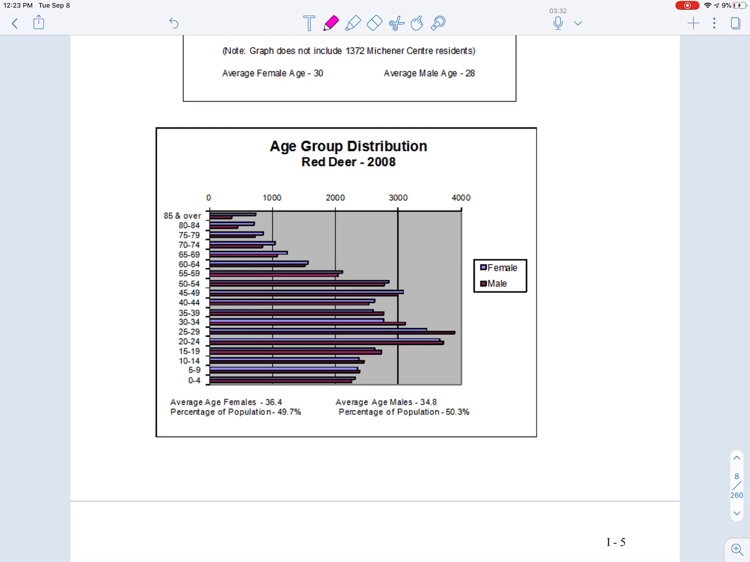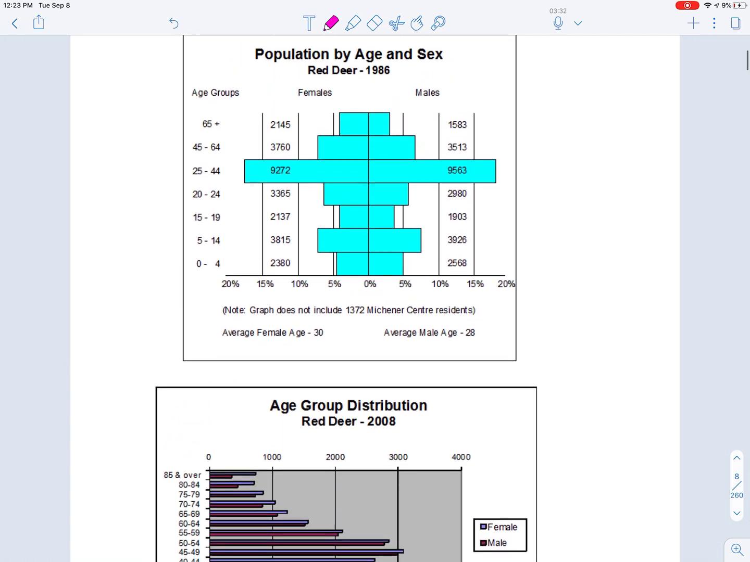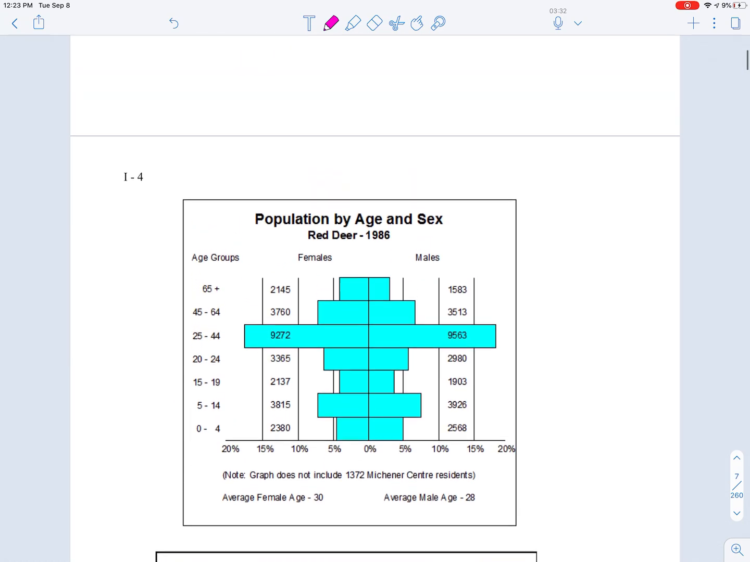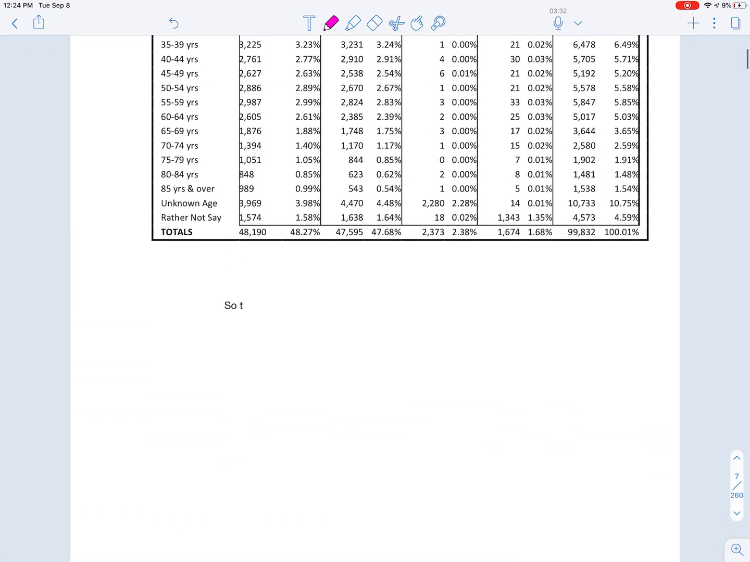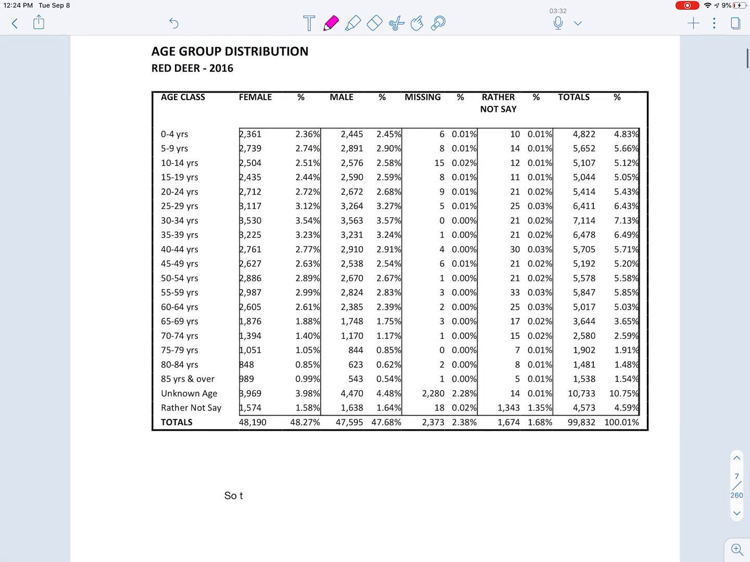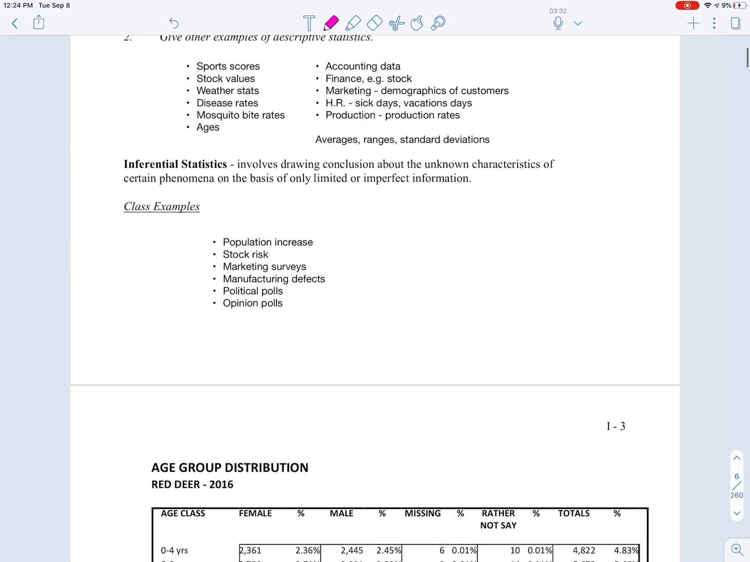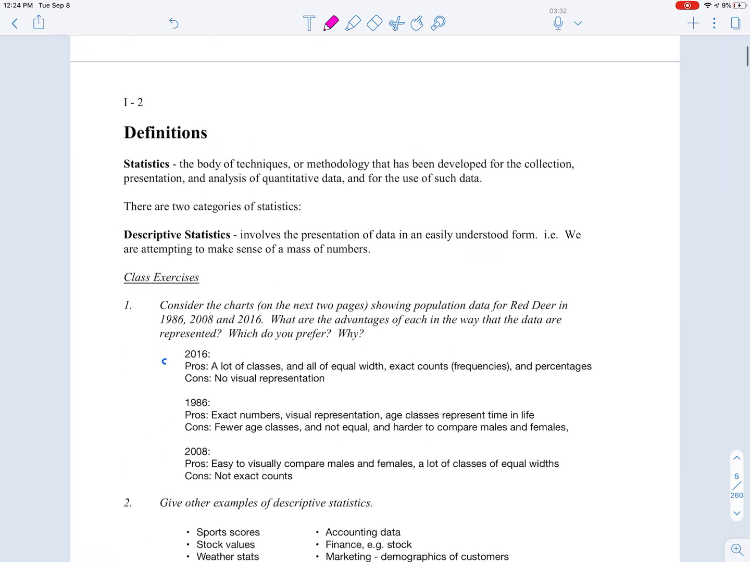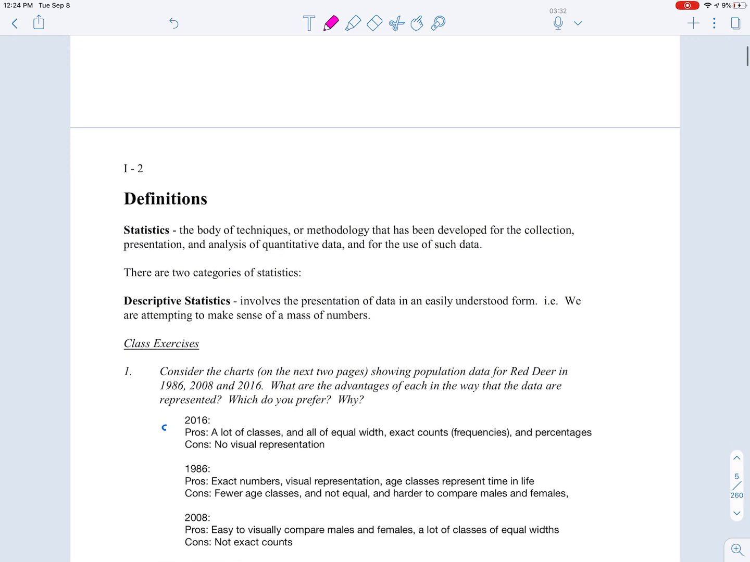And it's got a nice visual, but you don't have the exact counts or frequencies, the actual number of people. But it's actually really good in terms of comparing the males and the females because the bars are side by side. So take a look at those. Of course, you can pause this, and before we go back here, take a look at each one, see which one you like. And so I've summarized some of the points down here.